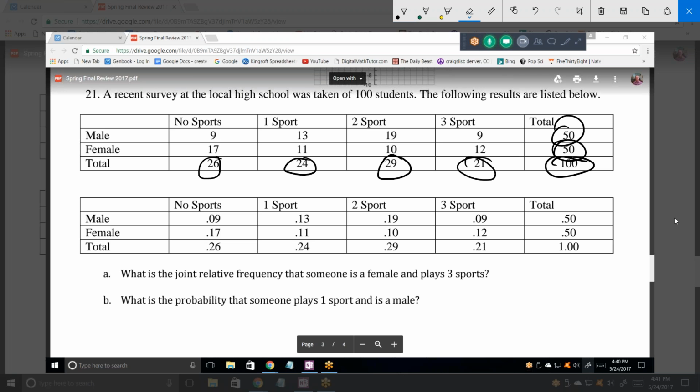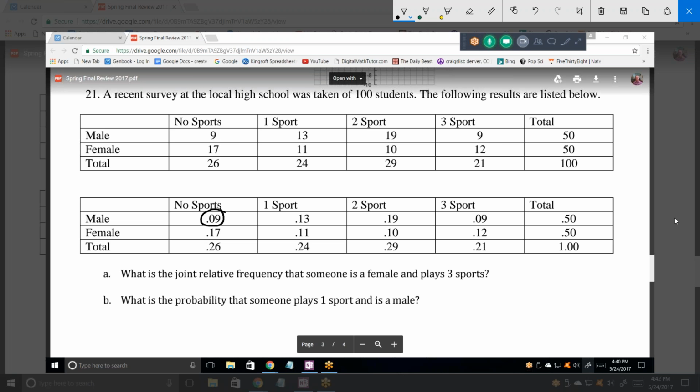Now, when they talk about the joint relative frequency, what they really want to know is what is the percentage of males playing no sports out of everybody? Well, it's 9 divided by 100. That's how you get 0.09. And in fact, I'm a little puzzled.